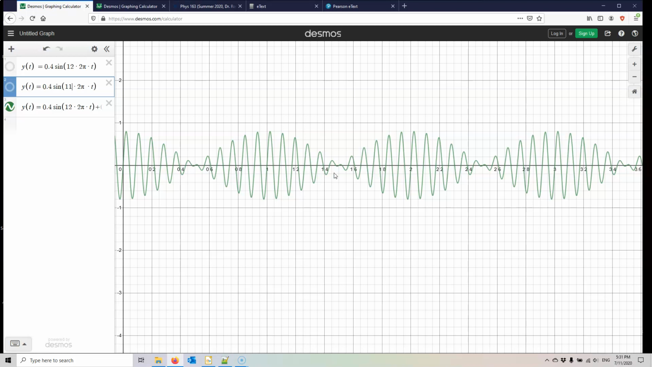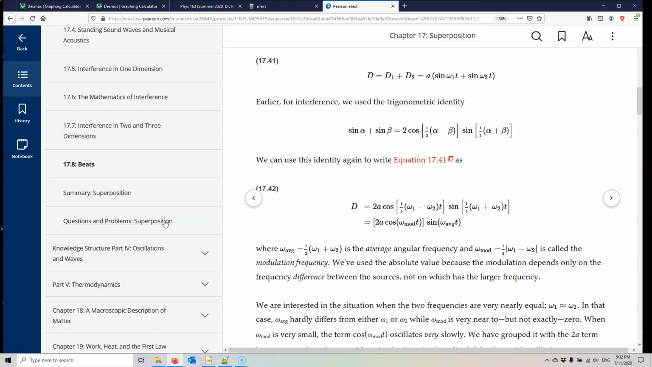Now we could derive this. I could derive this on paper. Instead, I'm going to be lazy here and just show you the textbook derivation. So if we go to the textbook here, this is section 17.8.